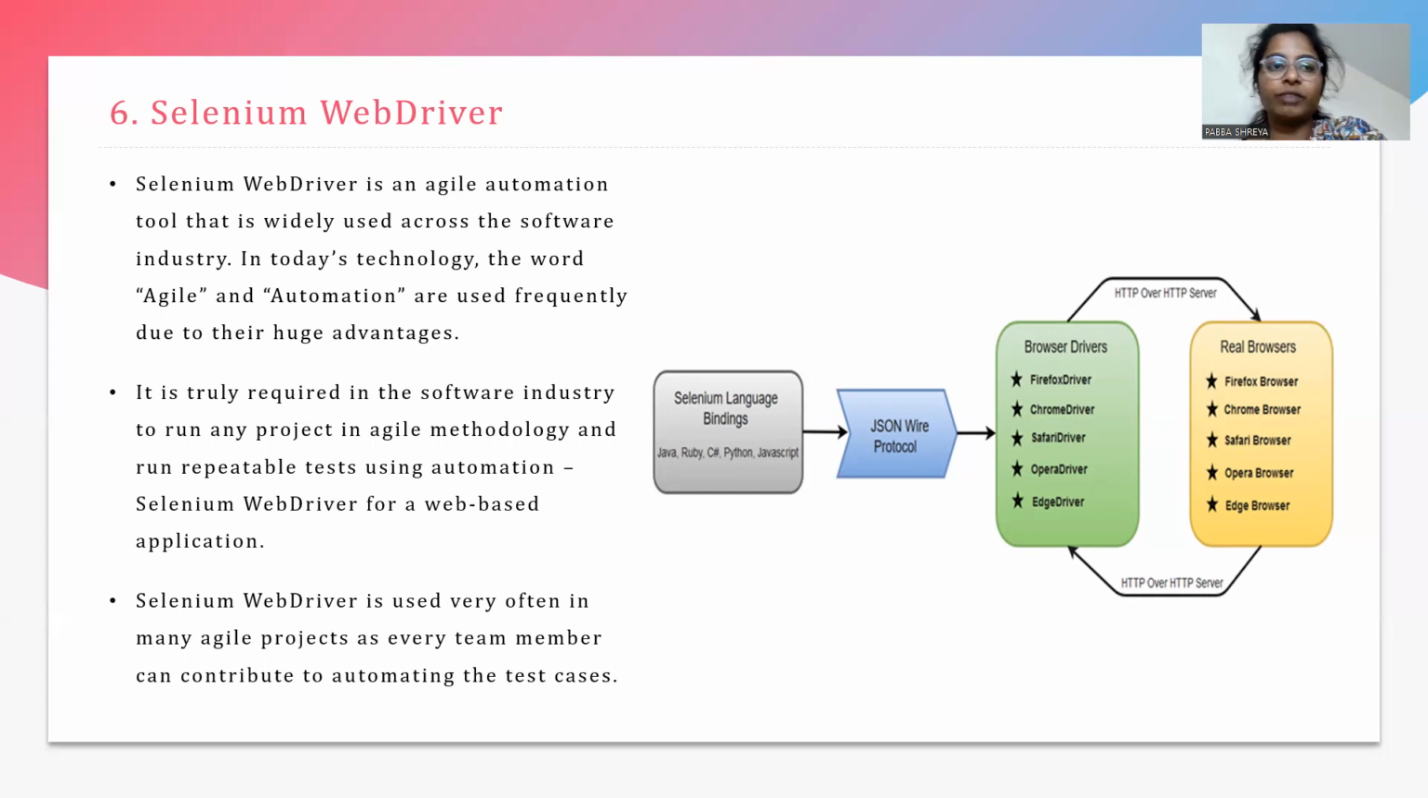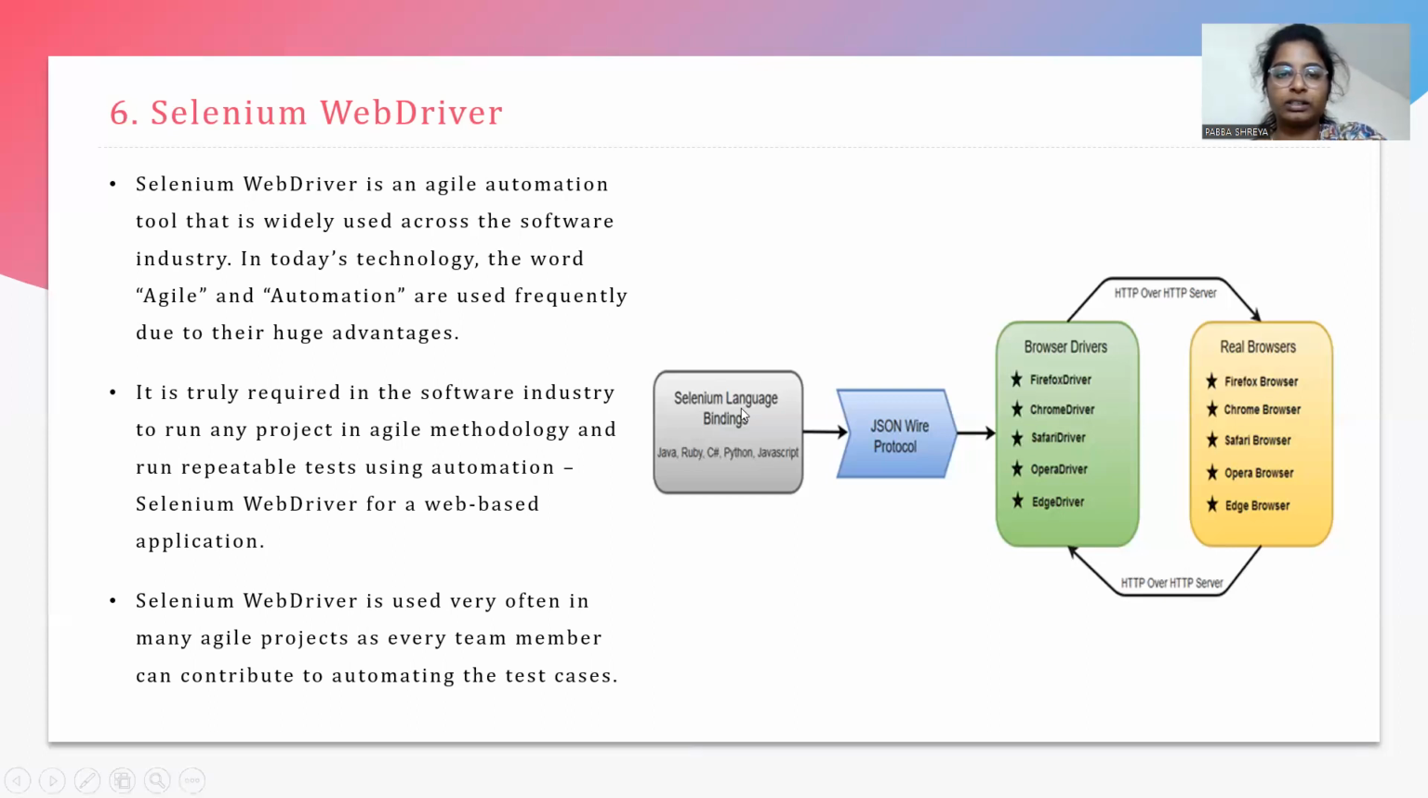So Selenium WebDriver is an agile automation tool that is widely used across the software industry in today's technology. The words agile and automation are used frequently due to their huge advantages. It is truly required in the software industry to run any project in the agile methodology and run repeatable tests using automation, Selenium WebDriver for web-based applications.